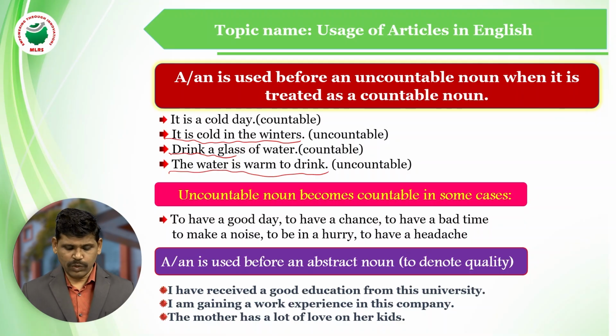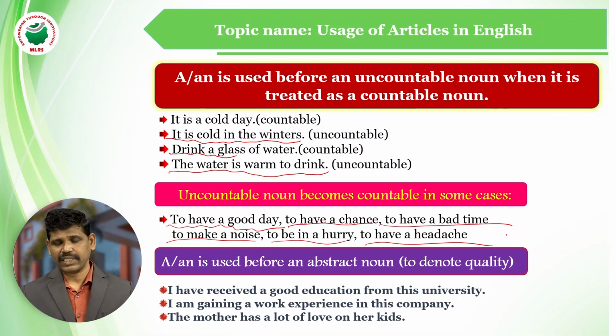Uncountable nouns become countable in some cases. See examples: to have a good day, have a chance, have a bad time, make a noise, to be in a hurry, have a headache. So these are the examples. Sometimes in some cases we use uncountable nouns like countable ones.